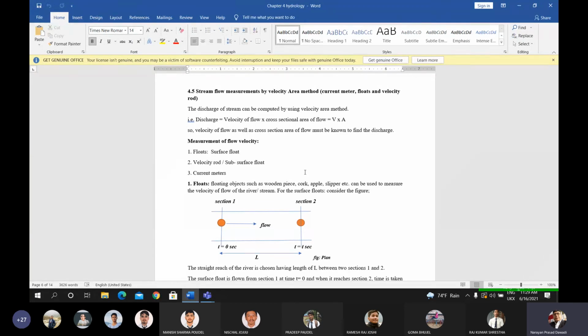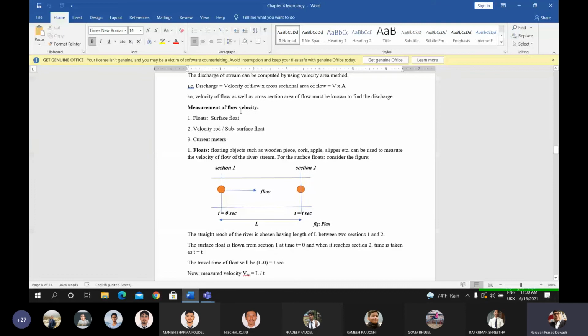Okay. For finding the velocity, according to the course of study, the current meter, float, and the velocity rod are used here. The current meter is the device, and floats and the velocity rod are also used. I am doing floats and velocity rod first, and the current meter last. Okay. Now, measurement of flow velocity.